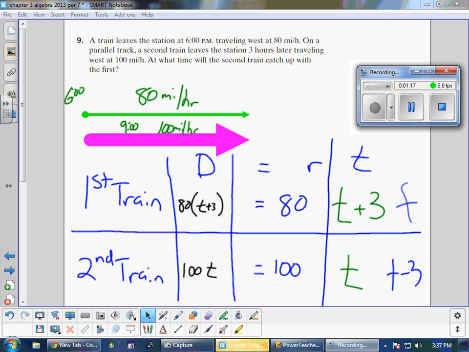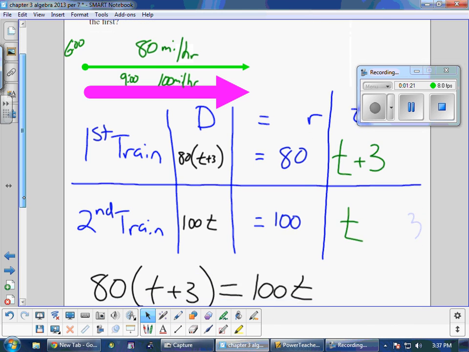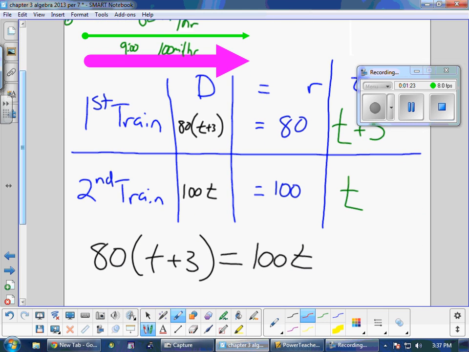So what we did was we set up our DRT table, and distance equals rate times time. Distance equals rate times time. Because they went the same distance, the distance of the first train has to equal the distance of the second train if it's going to catch up. Once it catches up, the distances are the same.